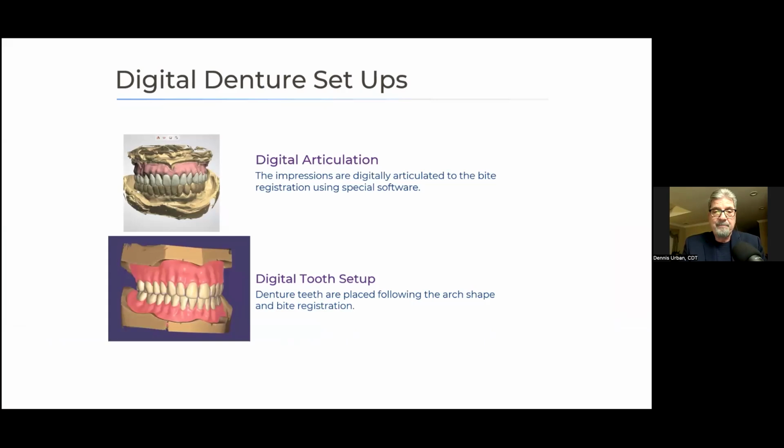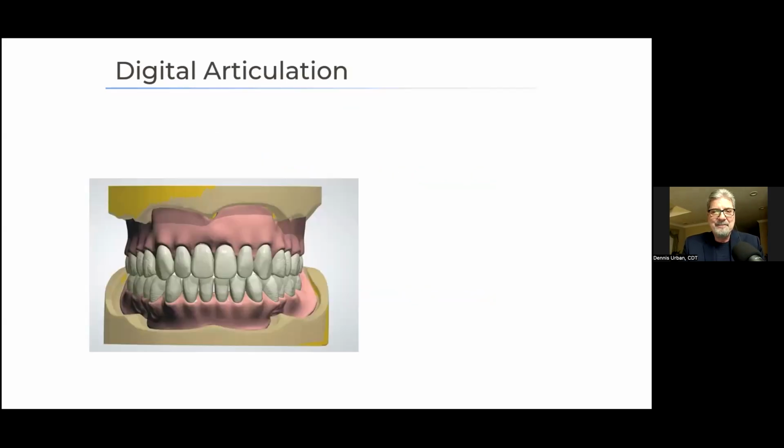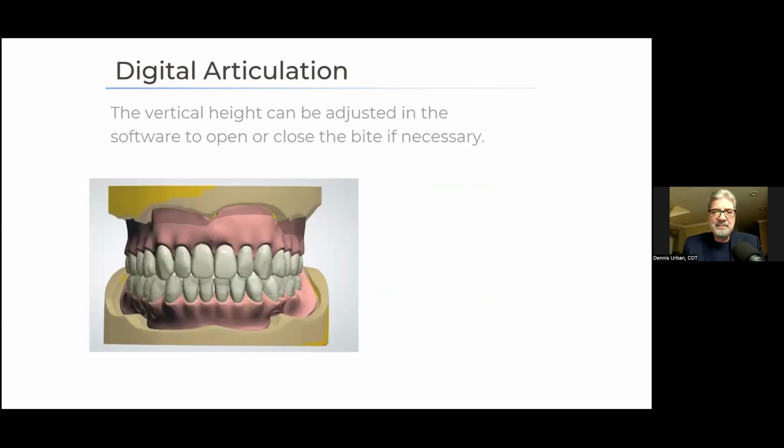So for digital articulation, the impressions are digitally articulated to the bite registration using special software. There are a few different software packages out there, such as Exocad or 3Shape. And that digital tooth setup is placed to follow the arch shape. Remember I talked about the arch shape before? They're applying that science to this also when we're designing our denture teeth and a tooth setup. And usually we do a full arch denture setup all at once. So what took us 45 minutes to an hour per arch before is taking a lot less time now. The vertical height can be adjusted in the software to open or close the bite if necessary.